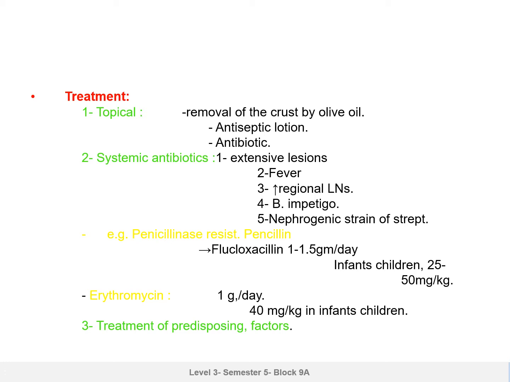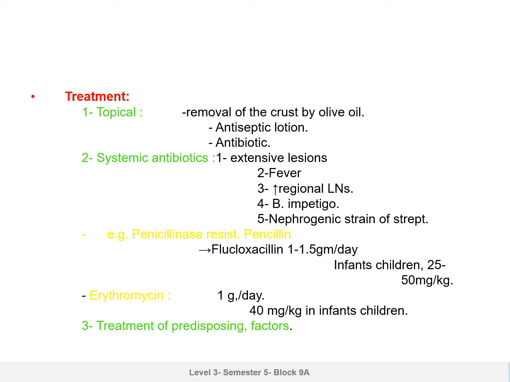For two reasons. Number one, to improve the outcome and the prognosis of the disease. Number two, to prevent recurrence of the disease. Topical treatment in this case includes removal of the crust by olive oil, topical antiseptic, and topical antibiotic. Systemic antibiotics for a case of impetigo are used in specific situations.